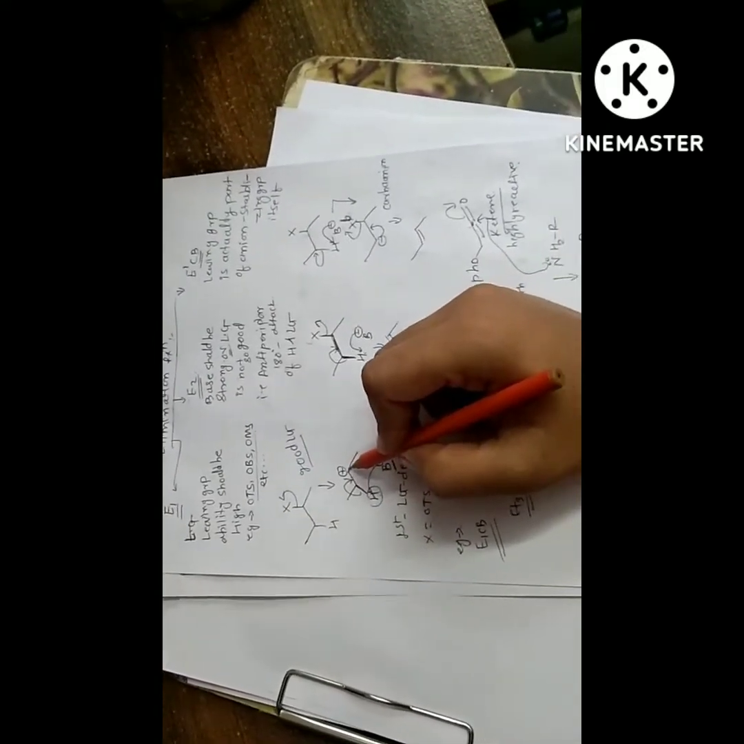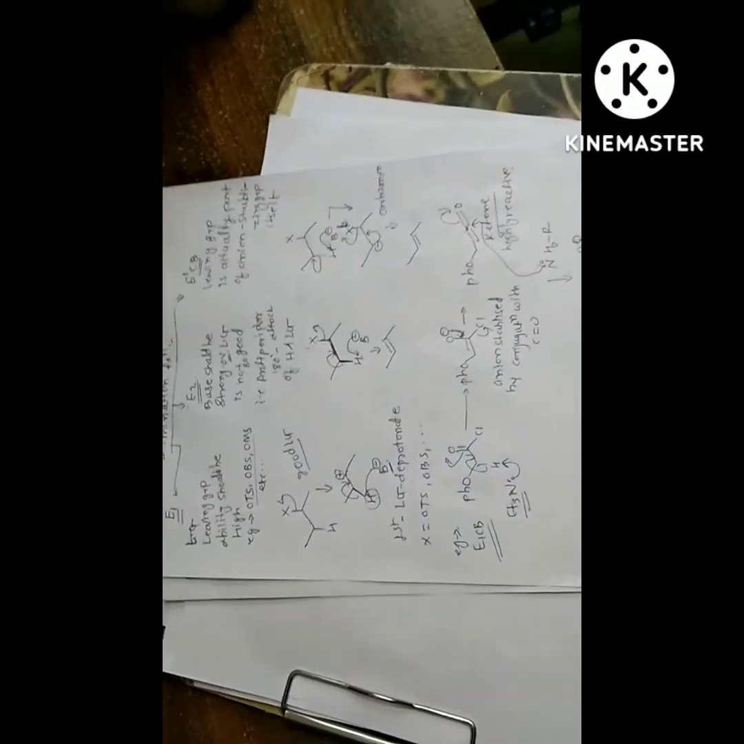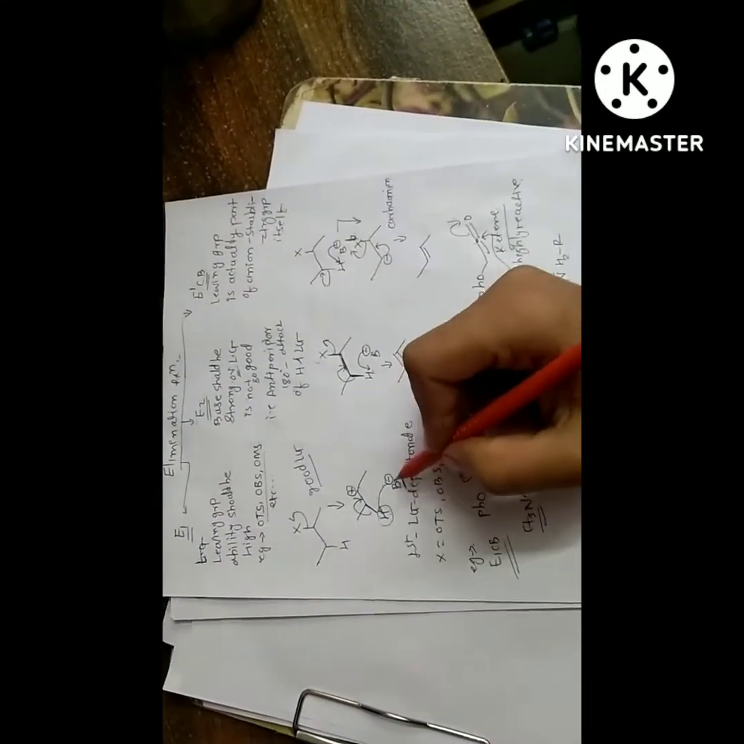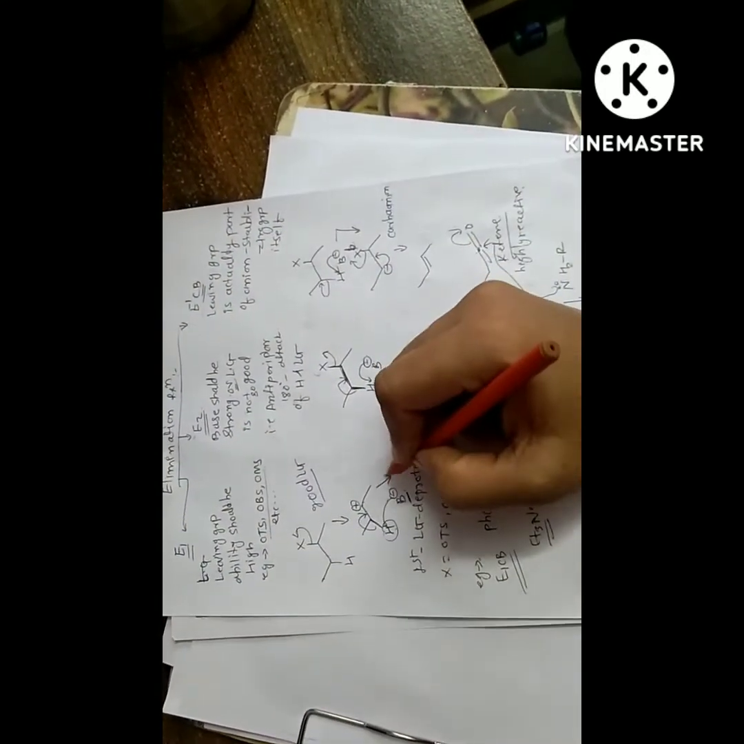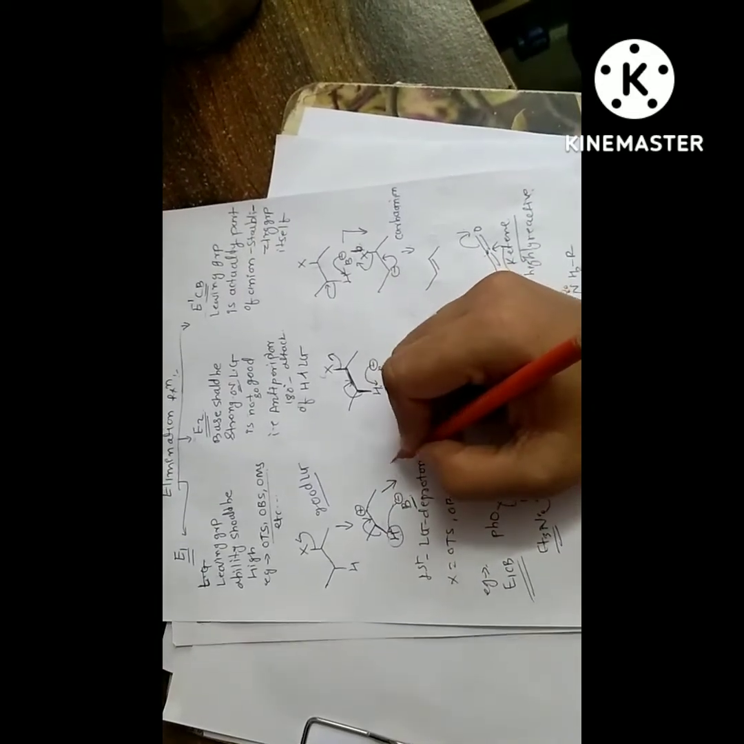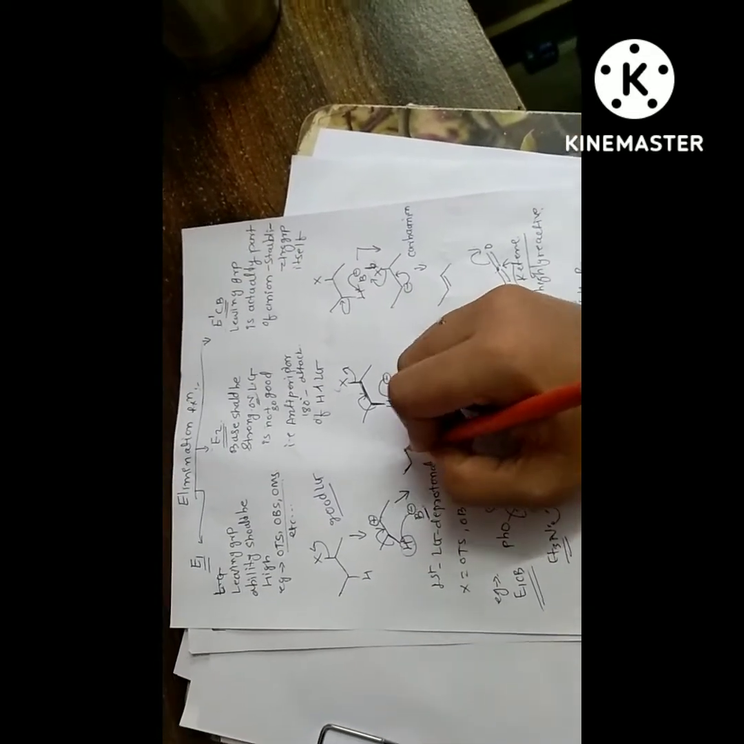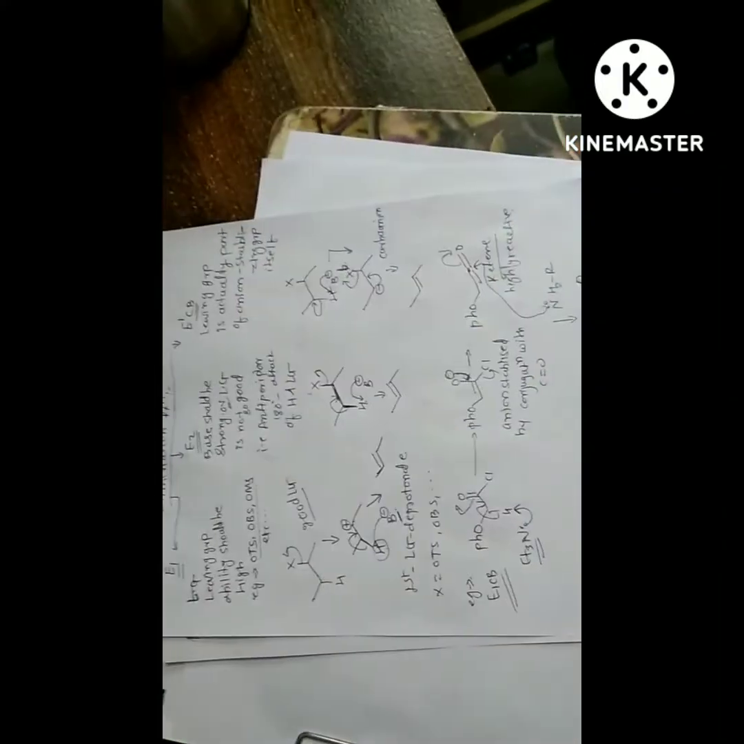Here the carbocation is formed, and then what happens? We get an alkene.